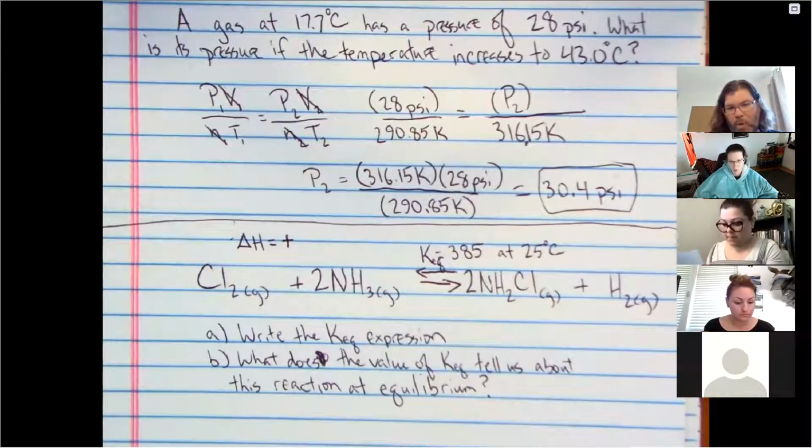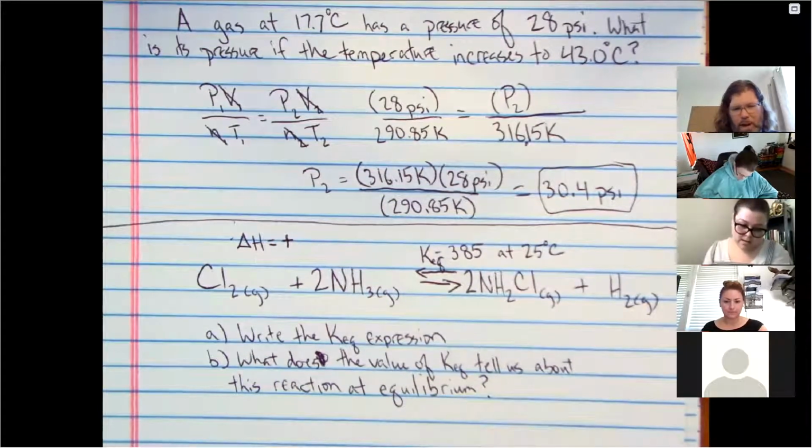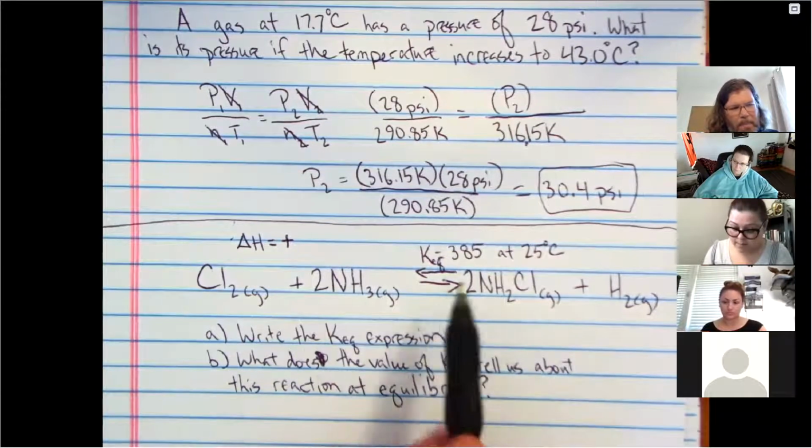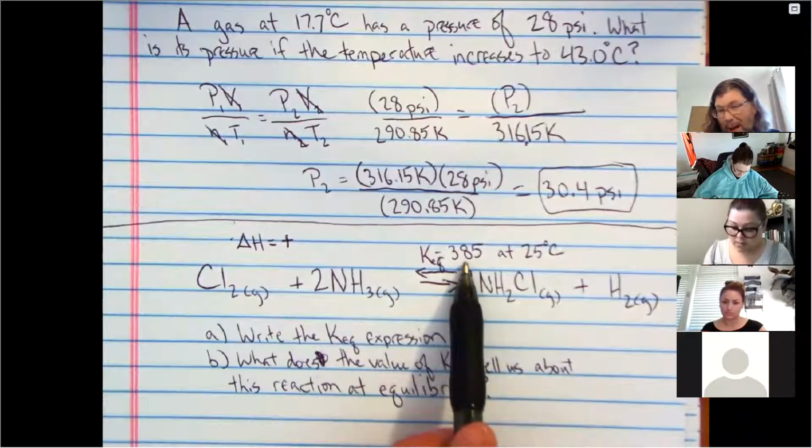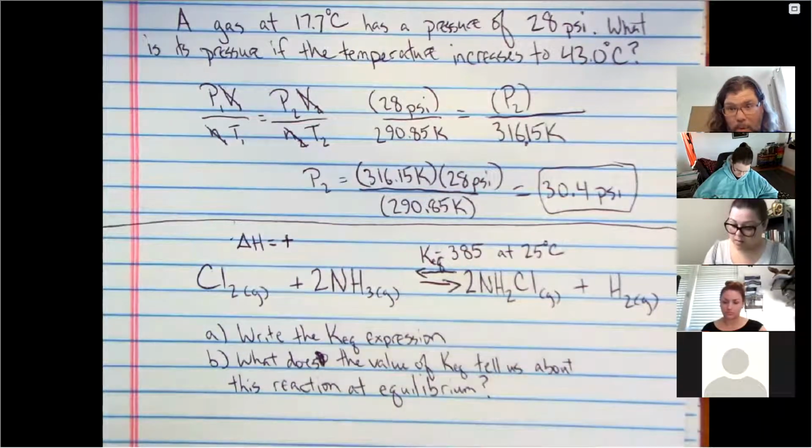And then what does the value of KEQ tell us about this reaction at equilibrium? All right, we know that the value of KEQ is 385. What does that tell us about this reaction? A lot of products. Yes, that's true. I wasn't asking for the answer right now, but that is the answer to this question. So the value of K being a big number tells us that we have a lot more products than we have reactants at equilibrium. So that is correct. Thank you, Jules.